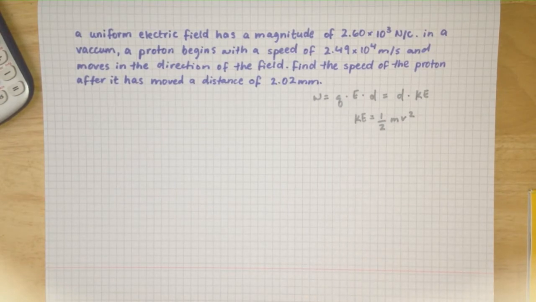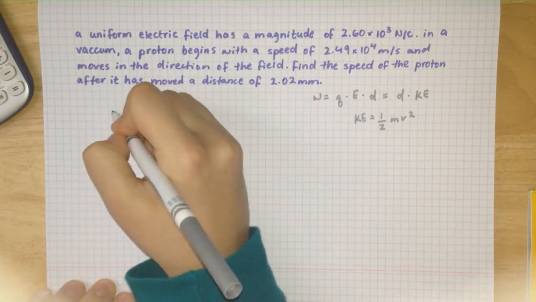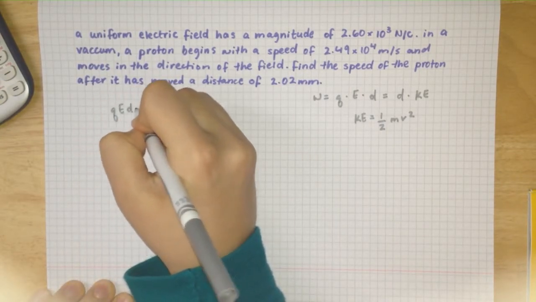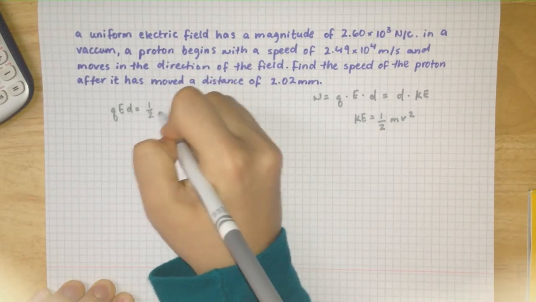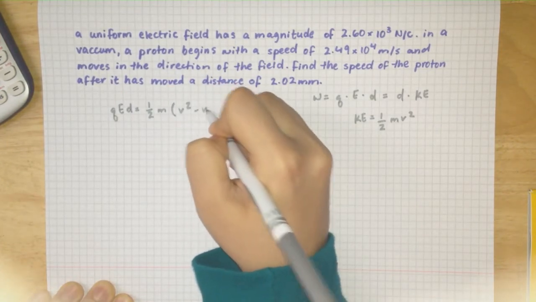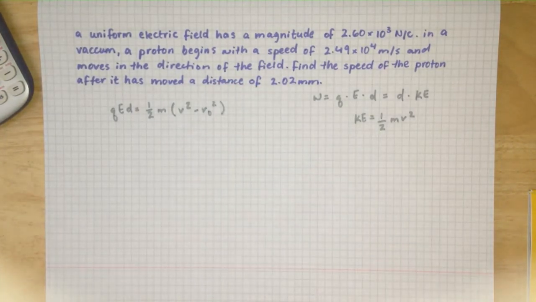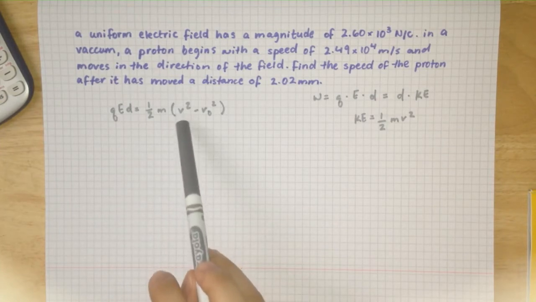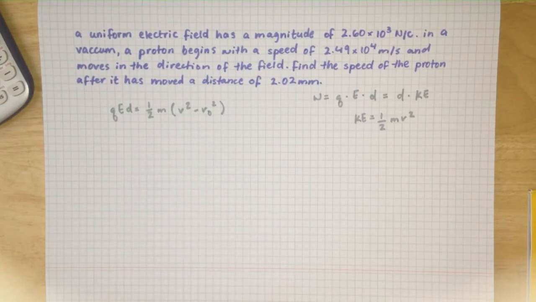So the equation that we will be using is QEd is equal to 1/2 m (v final squared minus v initial squared). So this is a combination of the work energy theorem and the formula for the kinetic energy. And now we are going to solve this equation so that we can isolate v final, so that we have a clear, straightforward path and can just plug in everything and find the final velocity.